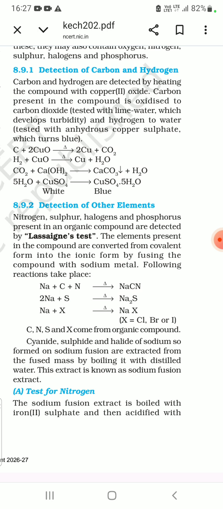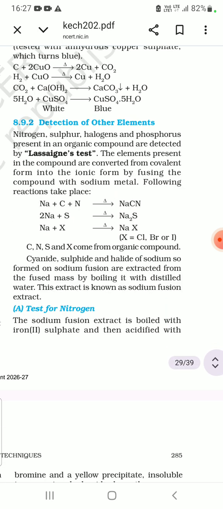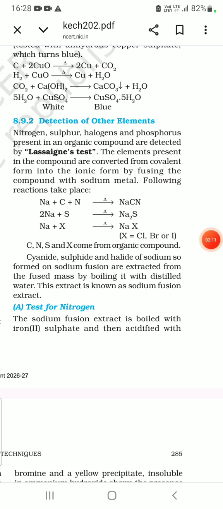Next is the detection of other elements. The other elements are nitrogen, sulfur, halogens and phosphorus, which are detected by the Lassaigne test. In this test, the compounds are converted from covalent form to ionic form. This was asked in 2026.